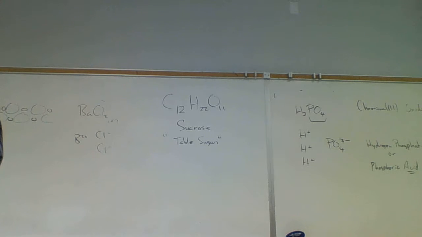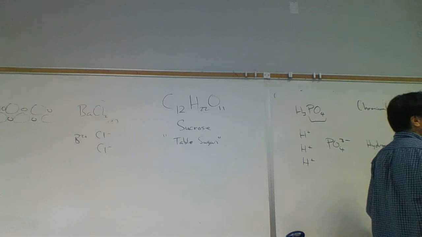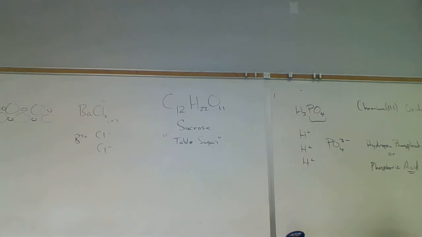All right, let's look at section 6.3 here. Compounds made from 2 nonmetals. If there's 2 nonmetals, we call them molecular compounds. Molecular compounds form discrete molecules, like CCl4. What's a molecule of CCl4 called?